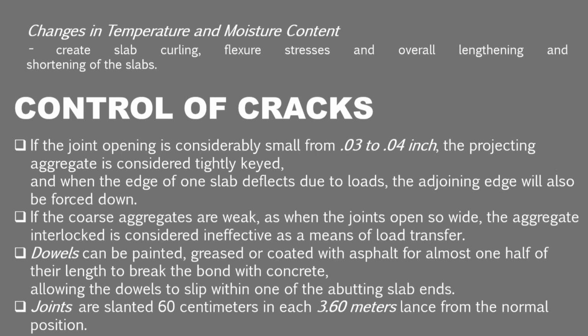Dowels can be painted, greased, or coated with asphalt for almost one-half of their length to break the bond with concrete, allowing the dowels to slip within one of the abutting slab ends. Joints are slanted 60 cm in each 3.60 meters length from the normal position.